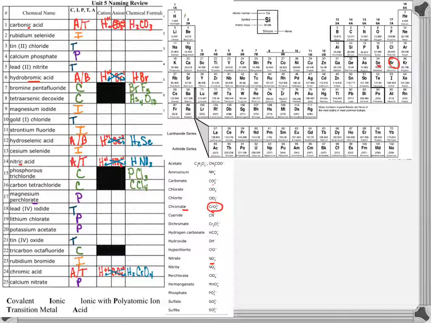All right, so next, we've already answered all of our covalents and all of our acids. Next, let's go work with our ionic compounds. Okay, so rubidium, Rb, is found in group 1, so it has a charge of +1.